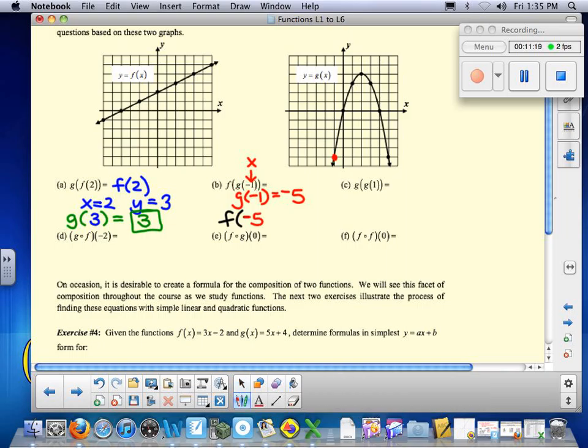Is the number always x? Yes, inside, it's always x. Always, no matter what. So f of -5, I'm going to my line, and I'm going to -5, and I'm going to go up and see. It looks to me like this isn't hitting in a particularly beautiful point, but I'm going to ballpark it at -1/2. That's it.